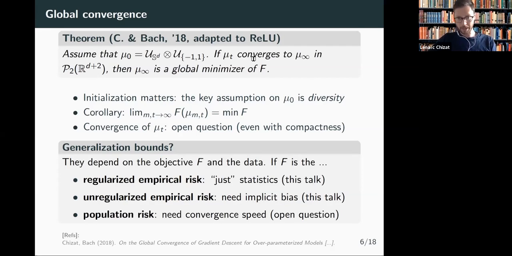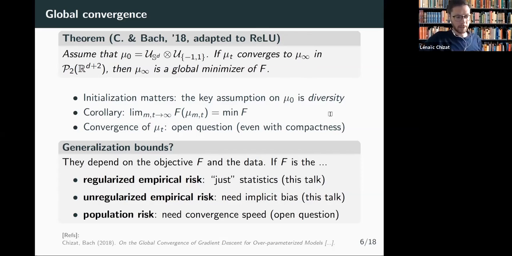And finally, you may have noticed that there is an assumption here that the dynamic converges to some measure mu. In fact, it's an open question to show that it actually converges in the general case. And even when we have compactness, it is difficult, we do not know how to prove this fact. And there are many interesting open questions related to such dynamics.